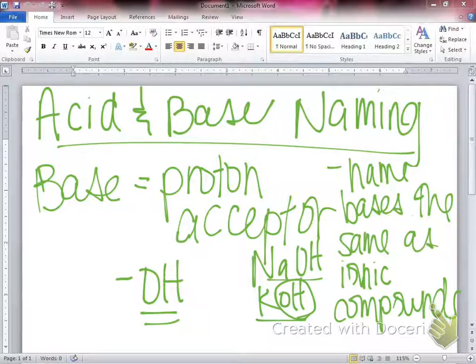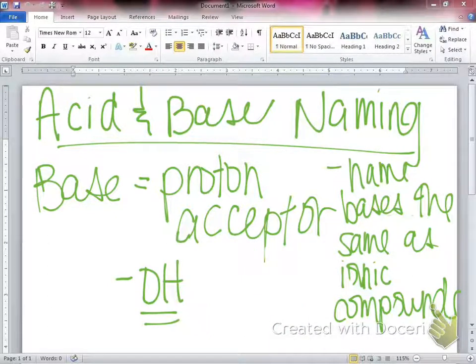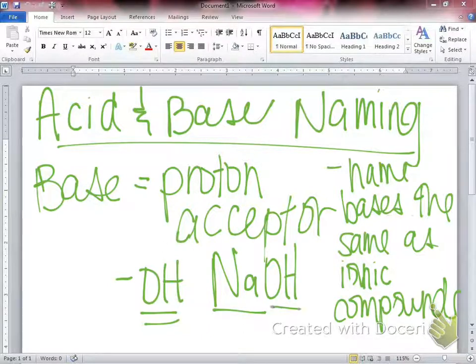So if we would see this molecule right here, NaOH, what might we name that molecule? Sodium hydroxide, right? Sodium is our metal, hydroxide is our anion, or our polyatomic ion that's negatively charged, right? Sodium is +1, hydroxide we know is -1. So that's an example of a sodium hydroxide base. That's our most common base.